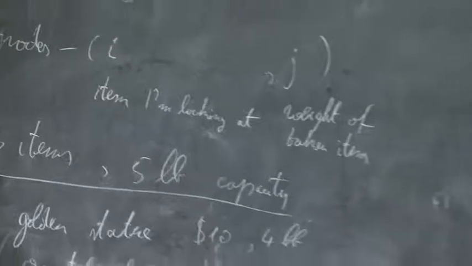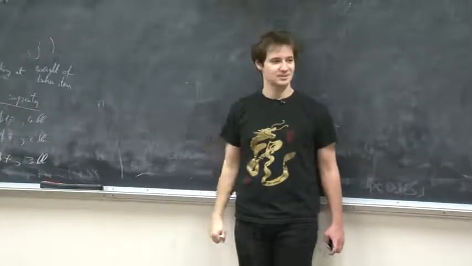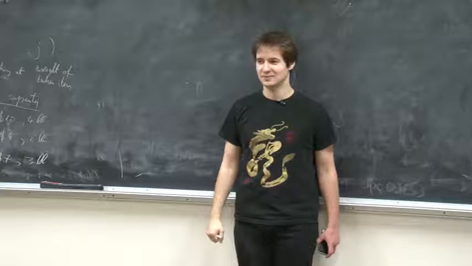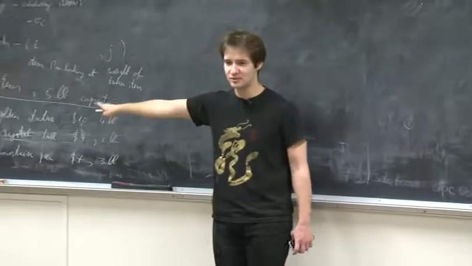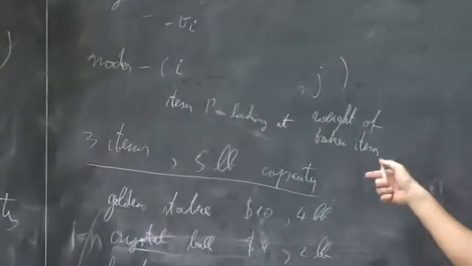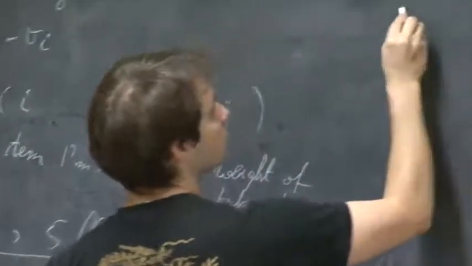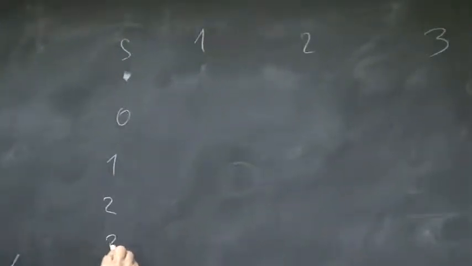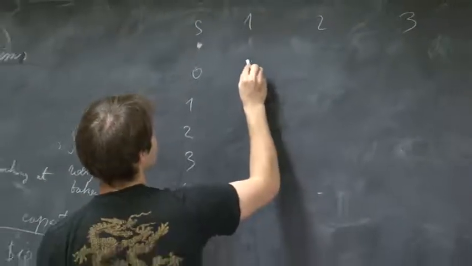I heard so far 2, 3, 4, 5, 6. Who wants to bid more? Not more than 6. So the answer is 6, right? The possible weights are from 0, which is an empty knapsack, until weight 5, which is a full knapsack. So weight 0, 1, 2, 3, 4, 5, 6. And I'm going to start drawing the nodes.